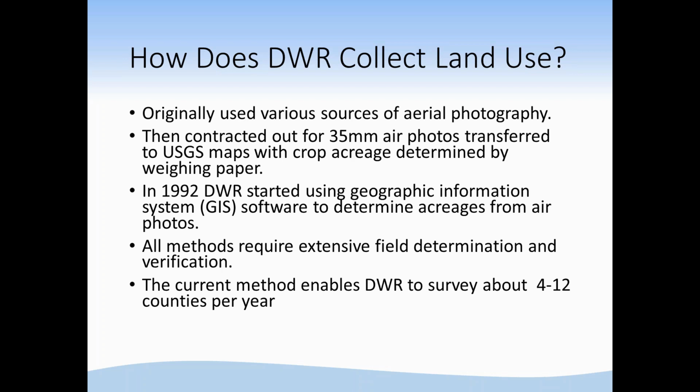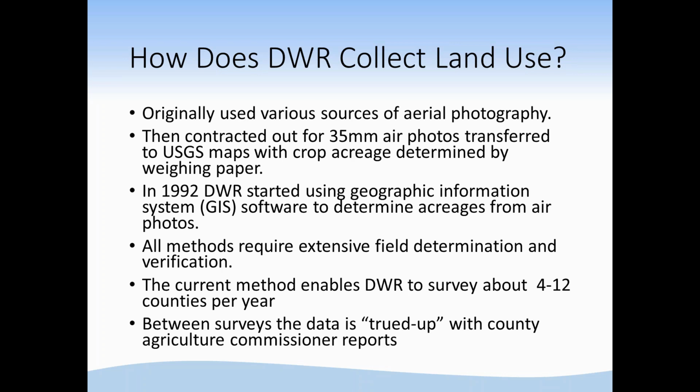That equated to the Department of Water Resources accurately determining land use in between 4 and 12 counties per year. Then between these surveys, in the counties that we didn't do a complete survey on, we would true them up with Ag Commissioner reports to figure out what the crops are doing in between. Some of the counties in the Central Valley we may do every 3 to 5 years, but some of the outlying counties we may do every 10 years or something. So we rely on the Ag Commissioner reports.